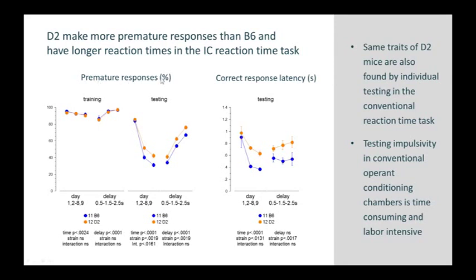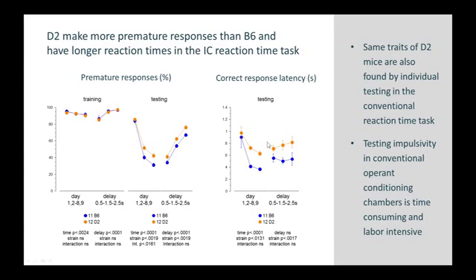So what you see here is the number of premature responses plotted as a function of time to see the progress of learning and as a function of delay. So you can easily see here that all animals learned, but the DBA/2 animals made significantly more premature responses than the reference strain, black 6. That's exactly the result that we expected. And we can also see that the number of premature responses increases with the length of delay. That's also something that we would expect.